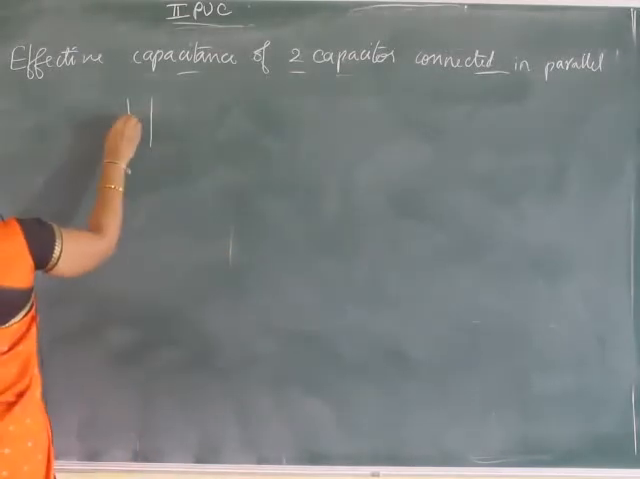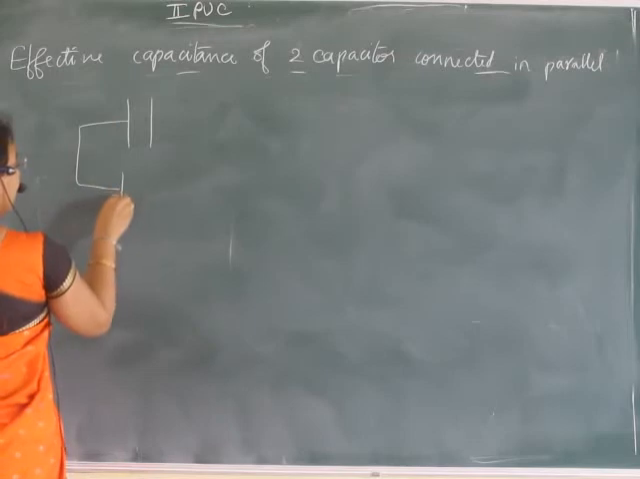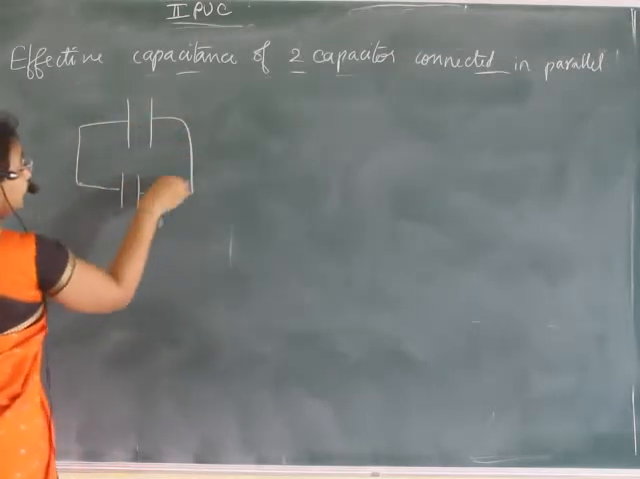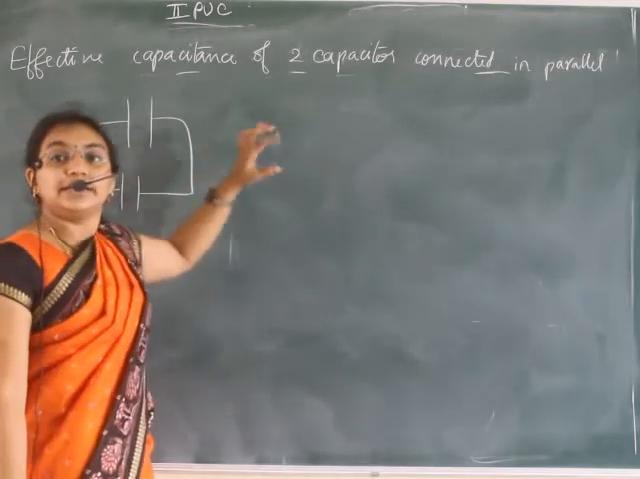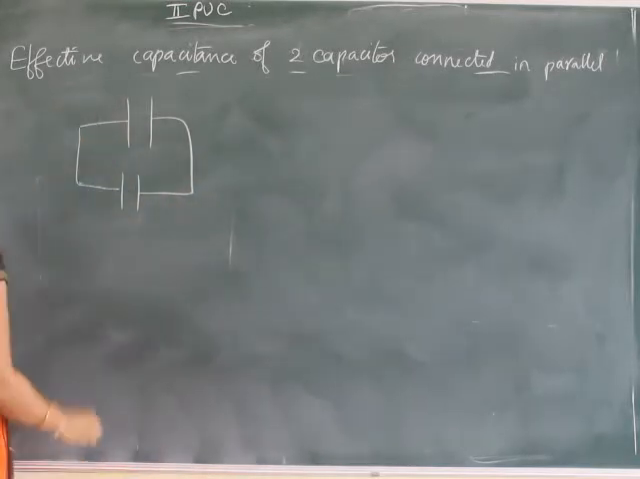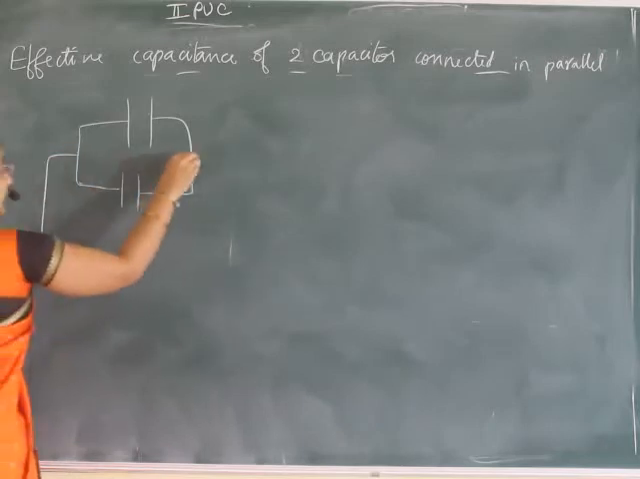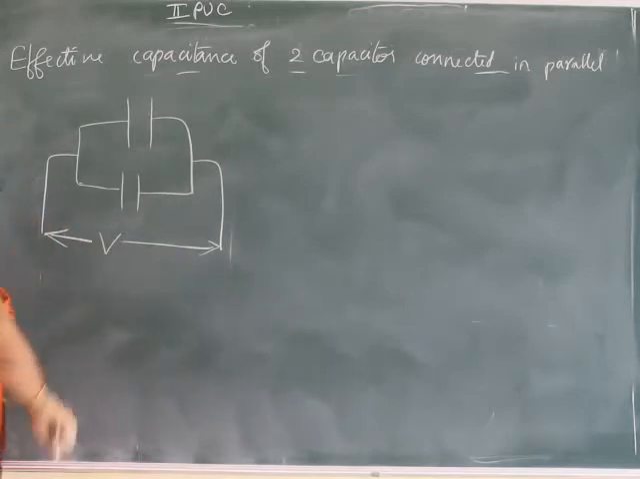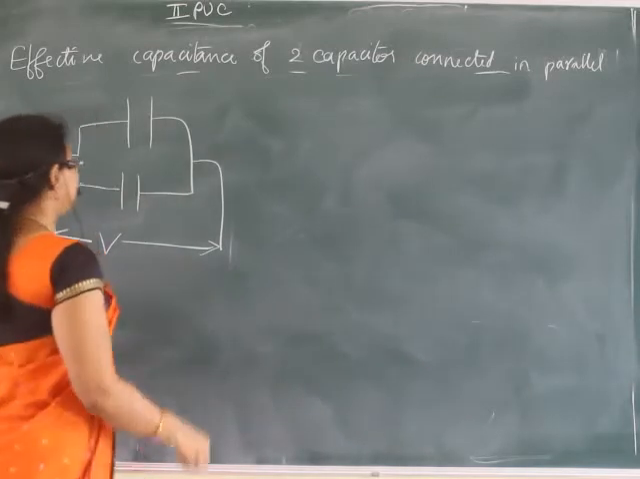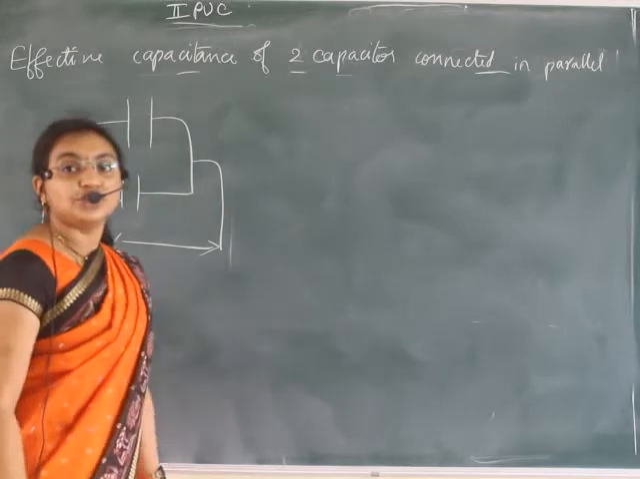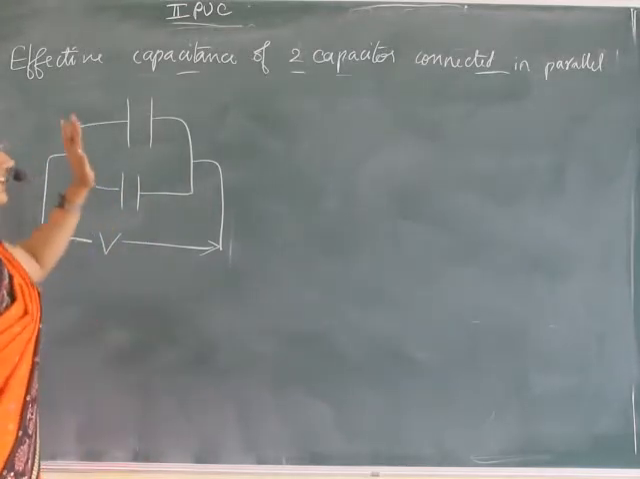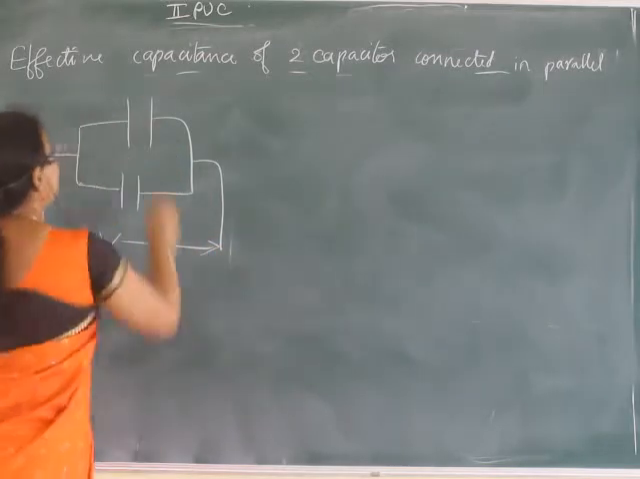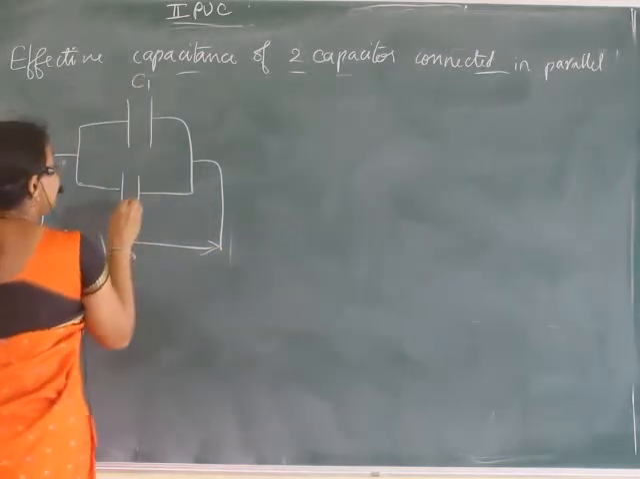So, let us consider two capacitors connected in parallel. Parallel means they should be connected end to end. The two terminals should be connected end to end. Then we connect them across a battery of potential difference V. When it is connected to a battery, these capacitors will get charged. Let us consider two capacitors of capacitance C1 and C2.